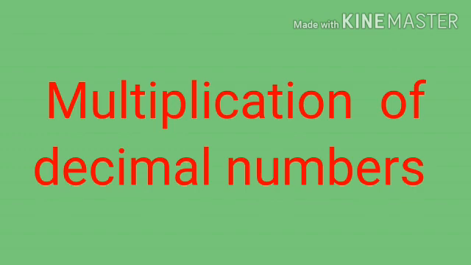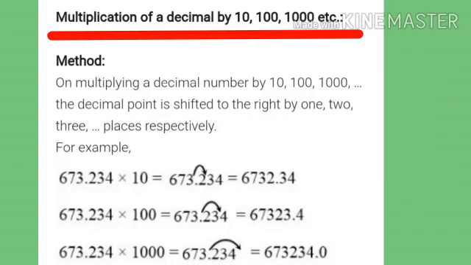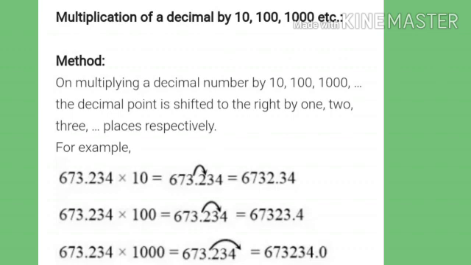Now let us discuss about multiplication of decimal numbers. First, multiplication of a decimal by 10, 100, 1000, etc. On multiplying a decimal number by 10, 100, 1000, the decimal point is shifted to the right by 1, 2, 3 places respectively. Now let us see examples.